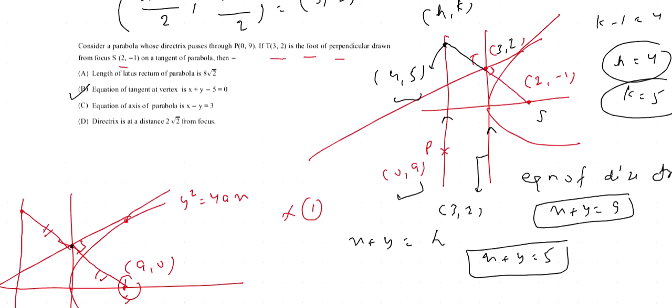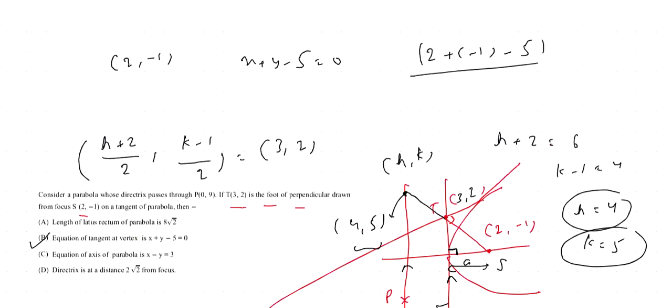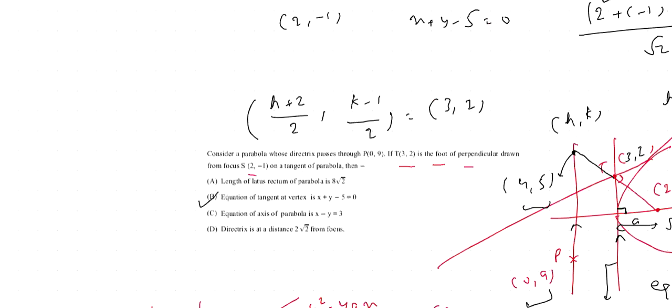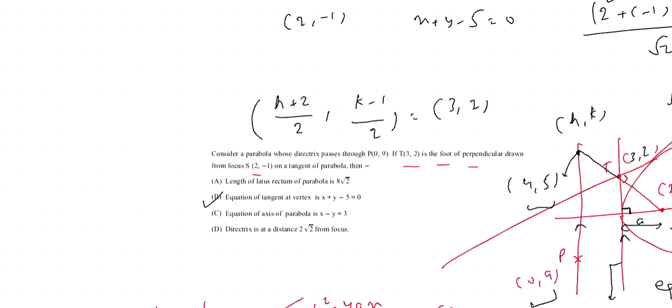And basically this value will be a, the perpendicular distance. So we can calculate a using this formula, with the point 2 comma minus 1 and the line x plus y minus 5 equals 0. So a equals the modulus of 2 plus of minus 1 minus 5, divided by square root of 2. We got 2 minus 1 that is 1, 1 minus 5 that is minus 4, so 4 upon root 2, that is, a equals 2 root 2. The length of latus rectum will be 4a, that is 4 multiplied by 2 root 2, so 8 root 2. So this option is correct.